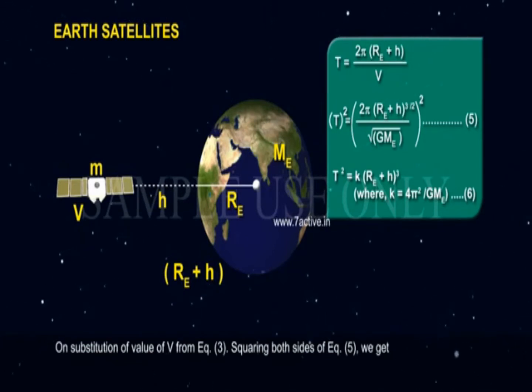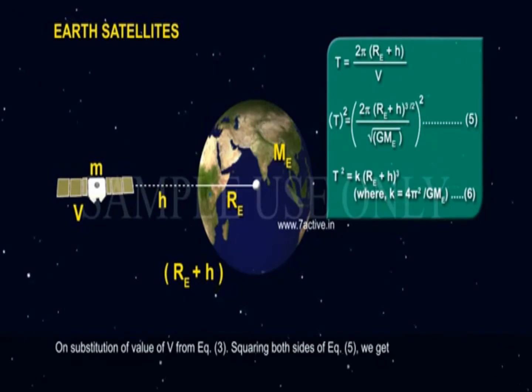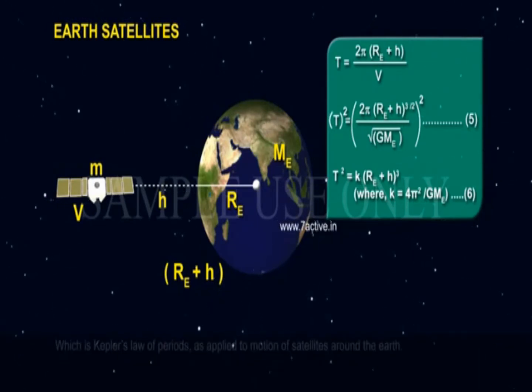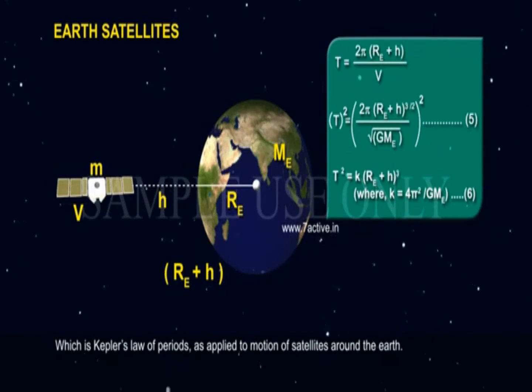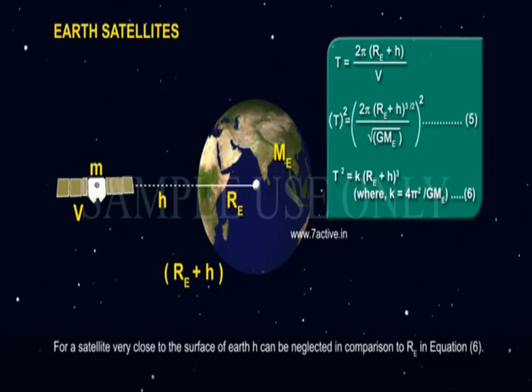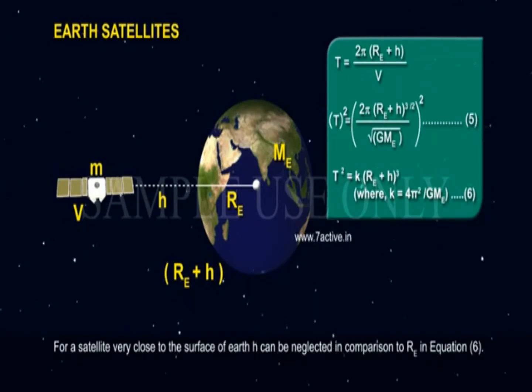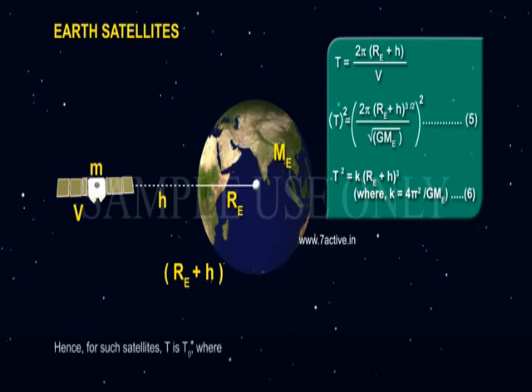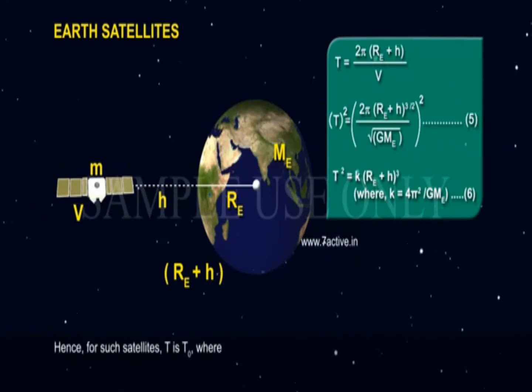Where K equals 4 pi squared by GM_E, equation 6, which is Kepler's law of periods as applied to motion of satellites around the Earth. For a satellite very close to the surface of the Earth, H can be neglected in comparison to R_E in equation 6. Hence, for such satellites, v is equal to the square root of GM upon R plus x.